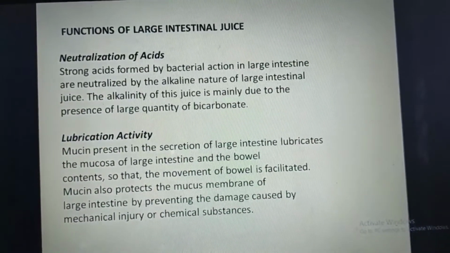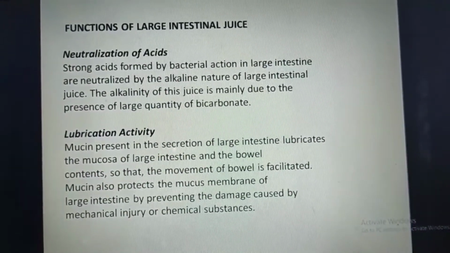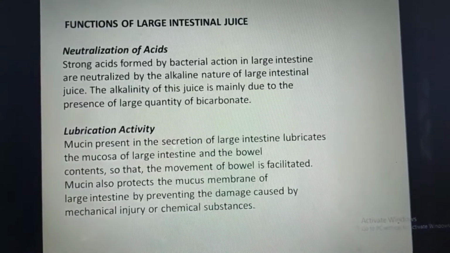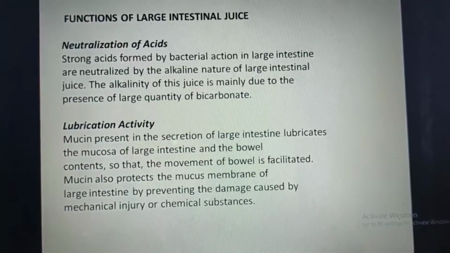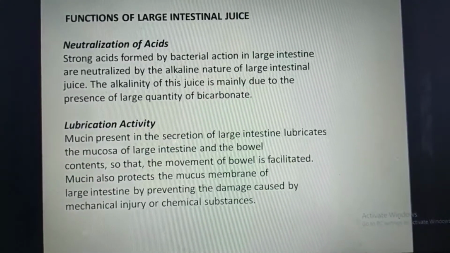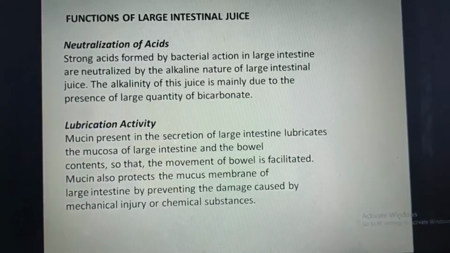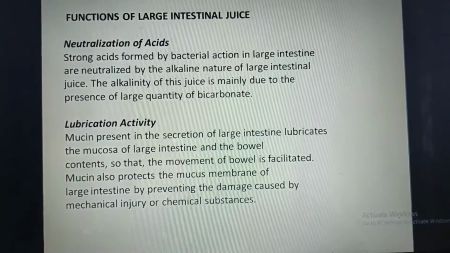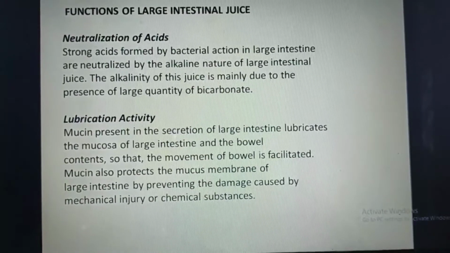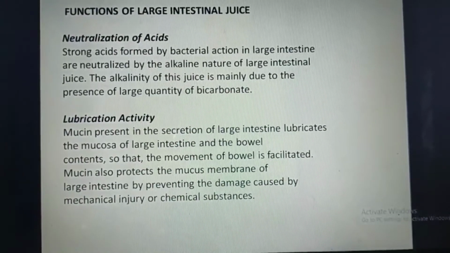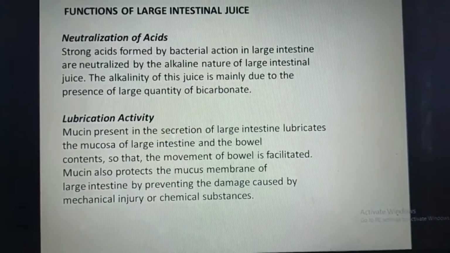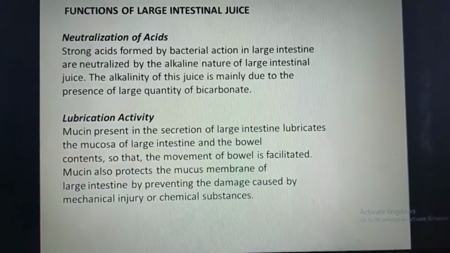Now we'll see the functions of the large intestinal juice. First function would be the neutralization of the acids. Strong acids formed by bacterial action in large intestine are neutralized by the alkaline nature of the large intestinal juice. The alkalinity of this juice is mainly due to the presence of large quantity of bicarbonate.